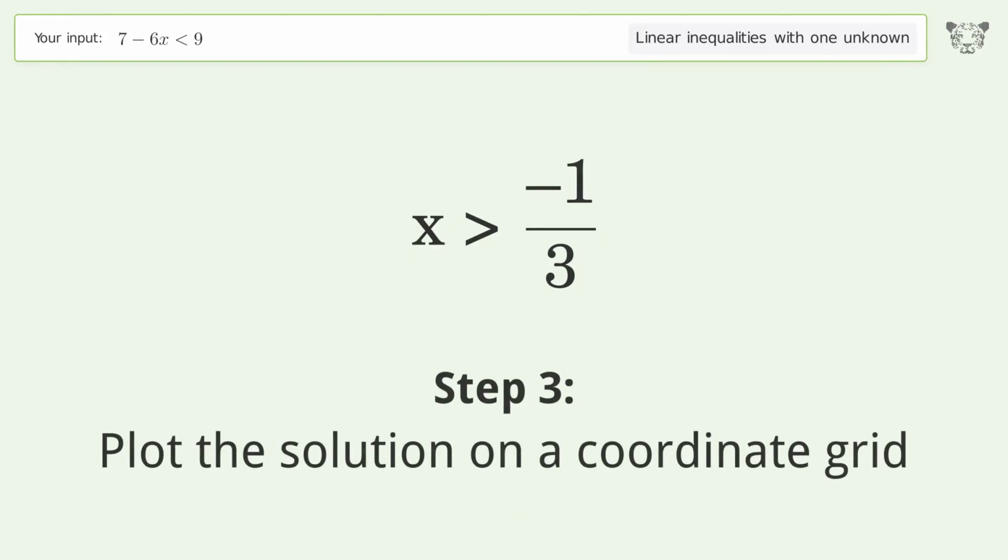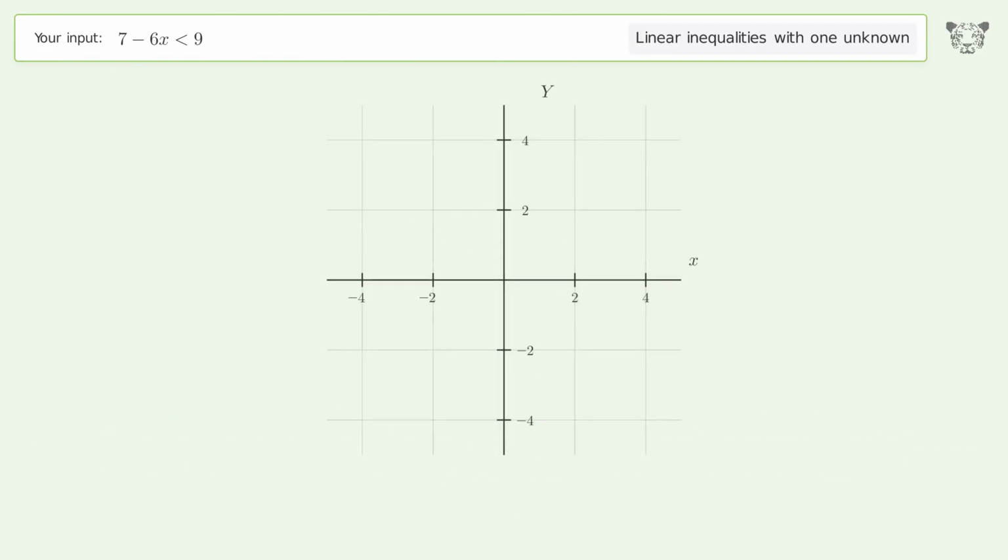Plot the solution on a coordinate grid. And so the final result is x greater than -1/3.